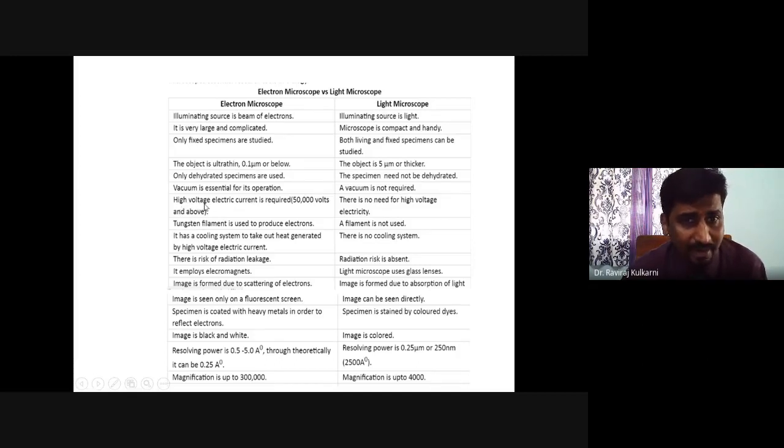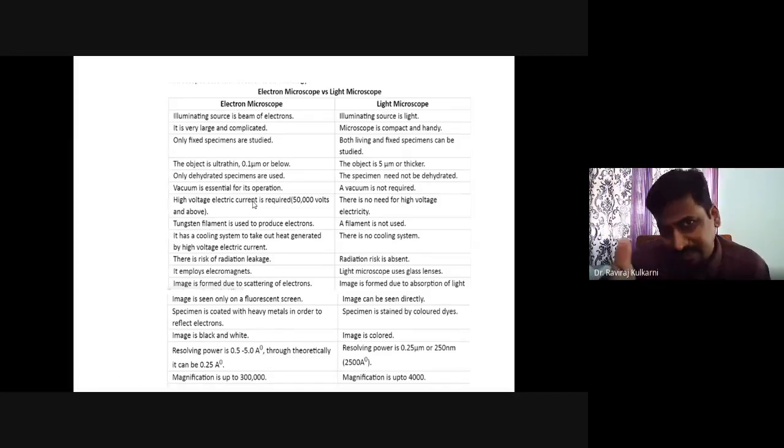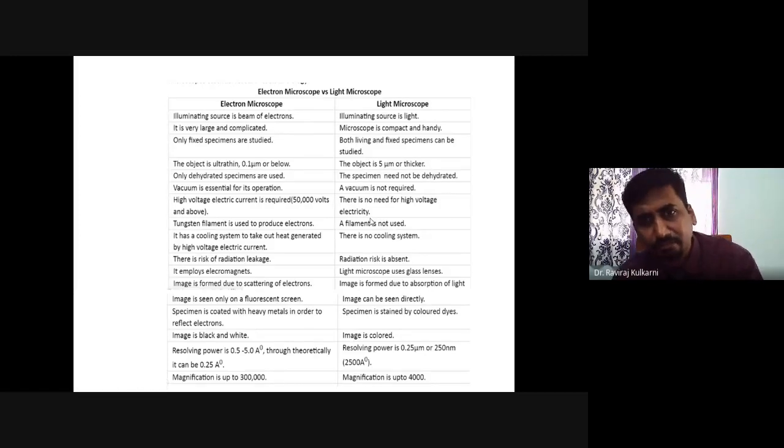The electron microscope requires high voltages because you need to create electrons with the electron gun. I'll be discussing in detail how we generate electrons. In a light microscope there is no need for high voltage or electricity. Even in the presence of light, you can observe the specimen with a light microscope. You might have seen the light microscope if you took biology at PUC level.